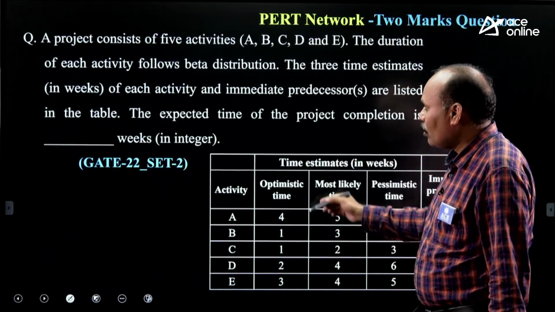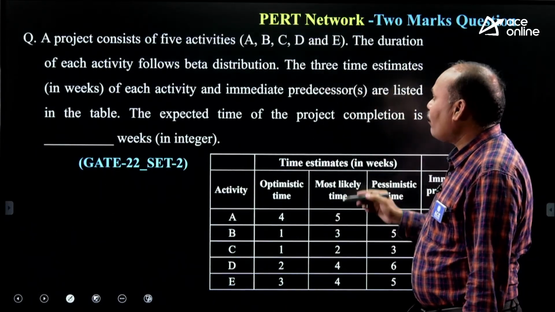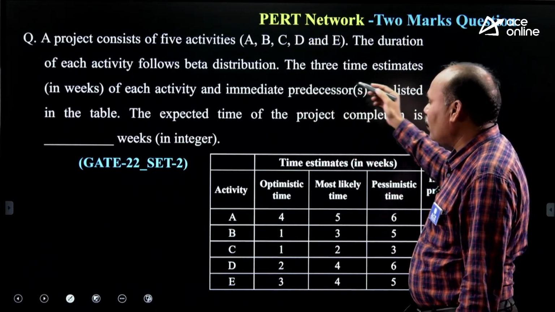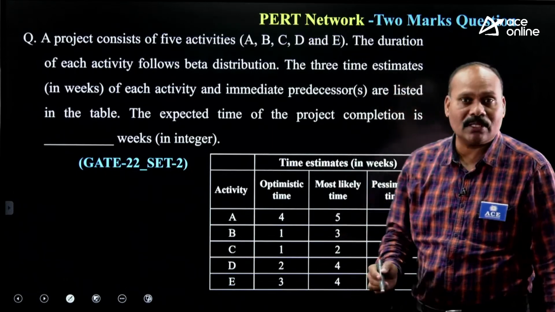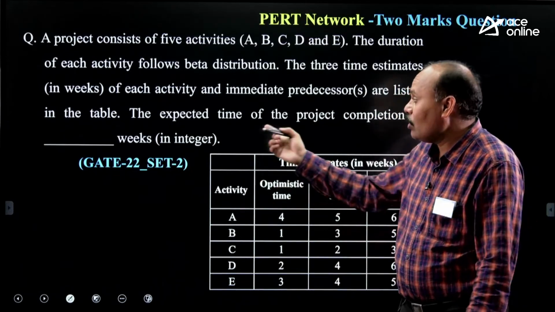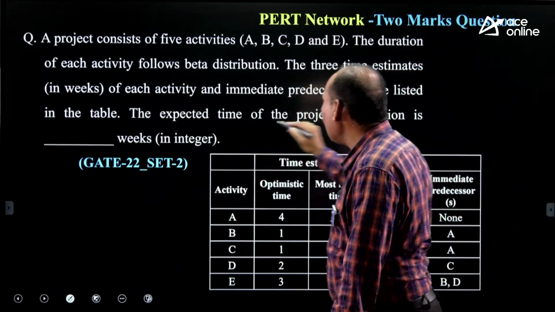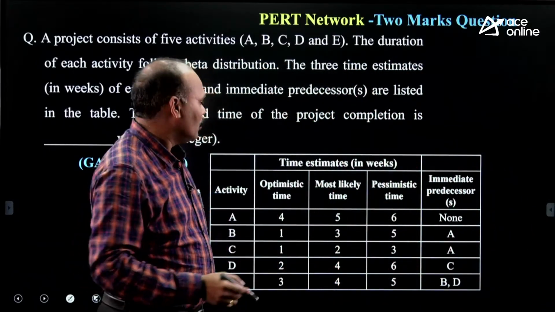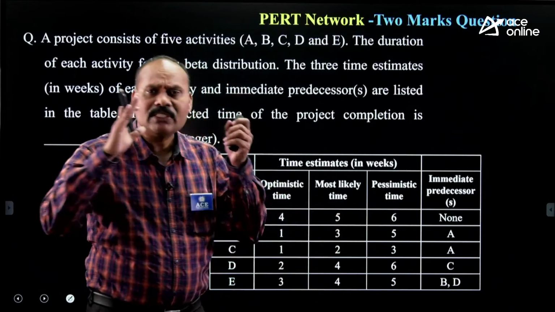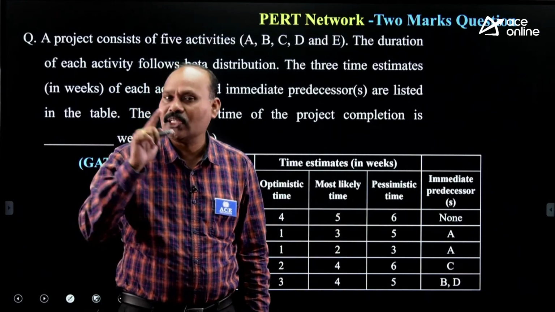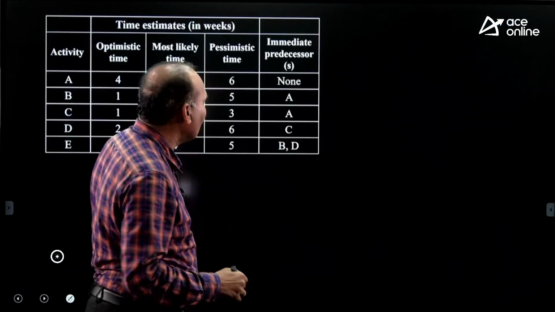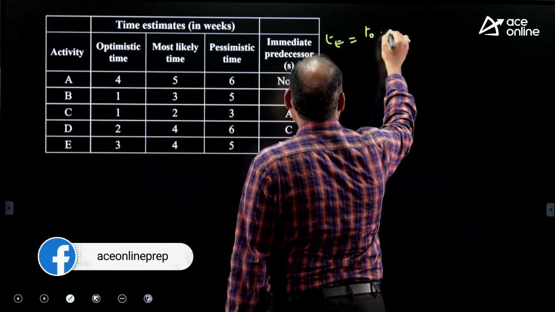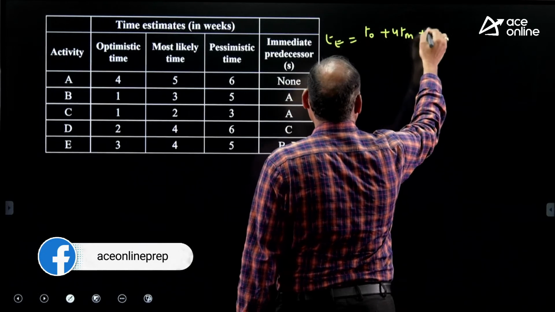Next, a project consists of 5 activities A, B, C, D, E. The duration of each activity follows beta distribution. The 3 time estimates are given for each and every activity. And what is to be calculated? The expected time of the project completion. The 3 values are given. First of all, these 3 values are to be converted into a single value using the formula TE is equal to T0 plus 4Tm plus TP divided by 6.